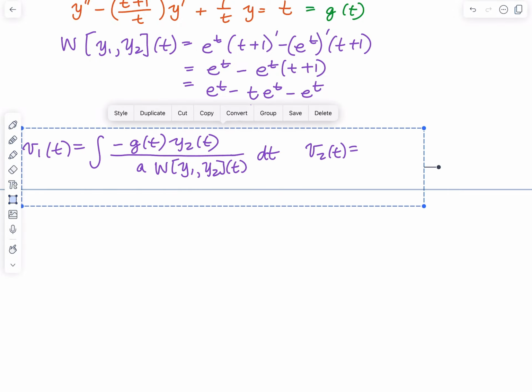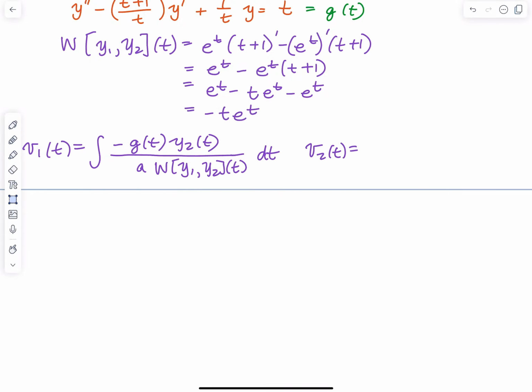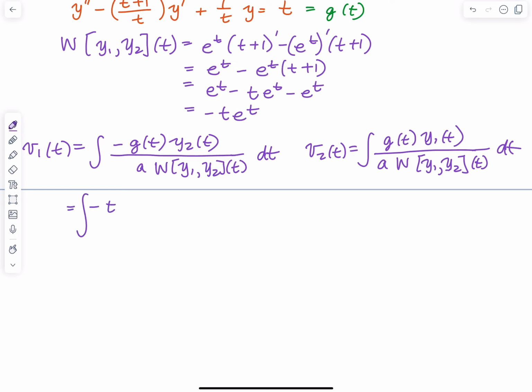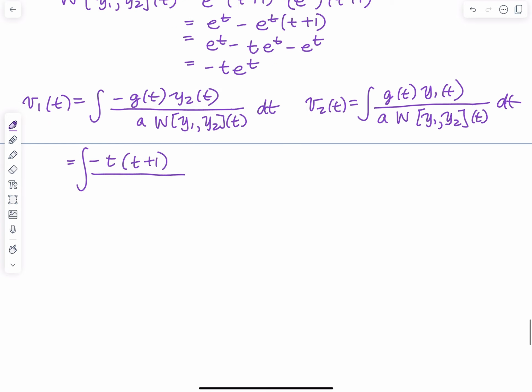Put these side by side, of course with no negative, and we will have y1 of t, and then we have divided by that a, which is going to be 1, dt. Okay, so let's go ahead and fill these in. We have the opposite of t multiplied by t plus 1, all divided by the opposite of t, e to the t, dt.